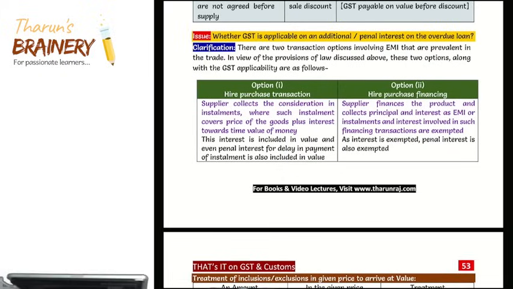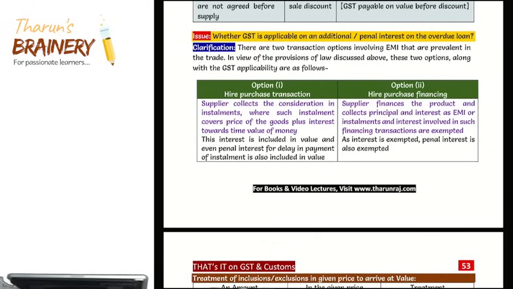You understood the treatment of this interest? Yes. Now tell me, hire purchase transaction, is interest taxable or exempted? In a hire purchase transaction, how many parties are there? Two parties. And that interest will be called interest on account of delay in receipt of consideration. So that interest will be included in the value and taxable accordingly.